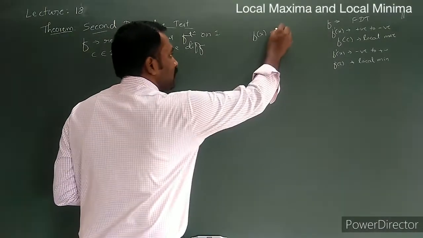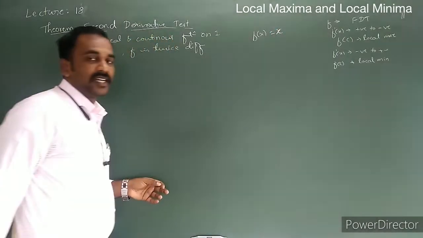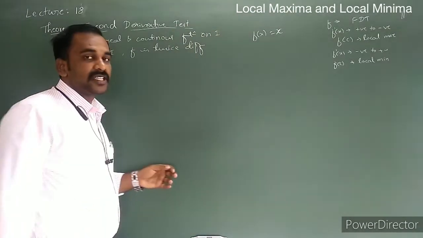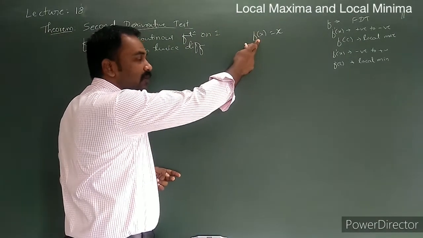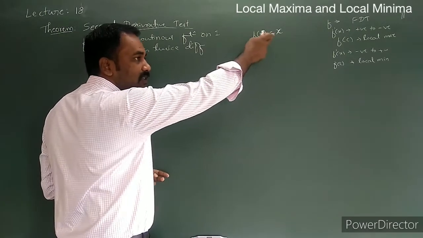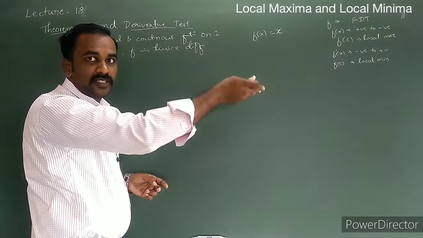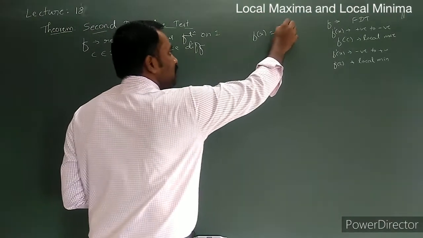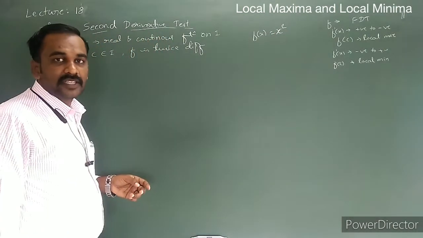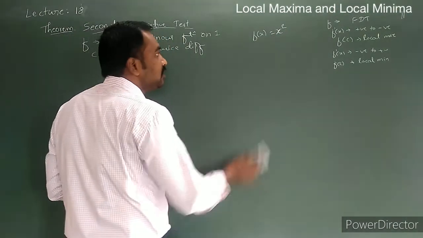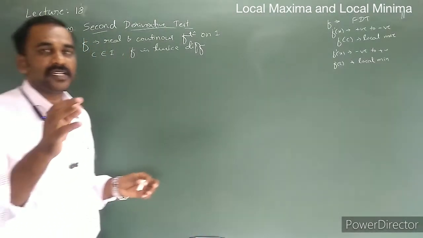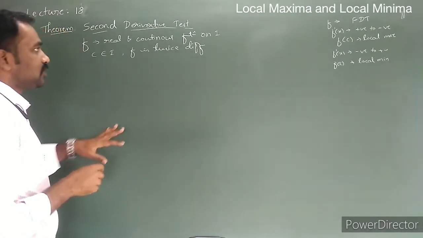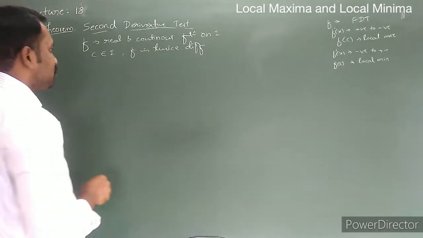For example, if I take f of x is equal to x, the identity function, yes, this function can be differentiated twice. f of x is equal to x, f dash of x is equal to 1, f double dash of x is equal to 0. Similarly, f of x is equal to x square, like that. But it should not be a constant function. The given function should be twice differentiable, so it is possible to differentiate two times.